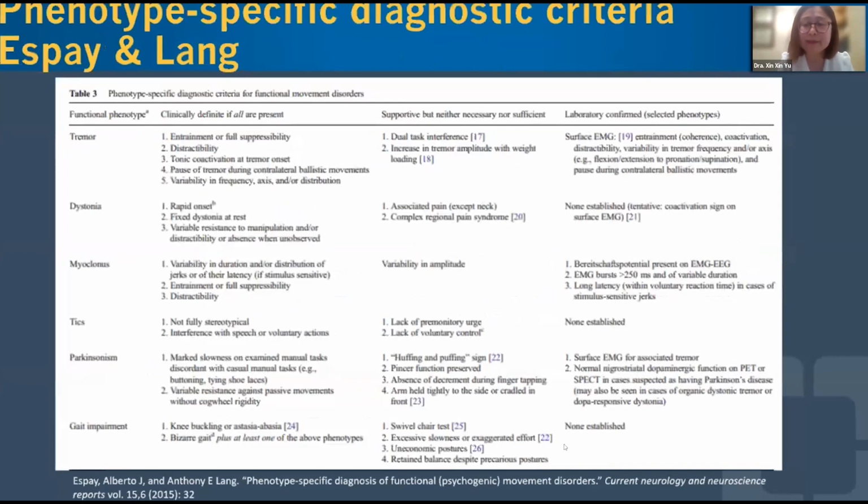Finally, in recent years, a phenotype-specific FMD diagnostic approach has been proposed and advocated by Espay and Lang, which relies exclusively on positive clinical findings, a careful neurological examination by a movement-trained neurologist, as they felt that some of the supportive features, such as historical clues or psychiatric comorbidity, do not rule in or rule out any disorder with certainty.